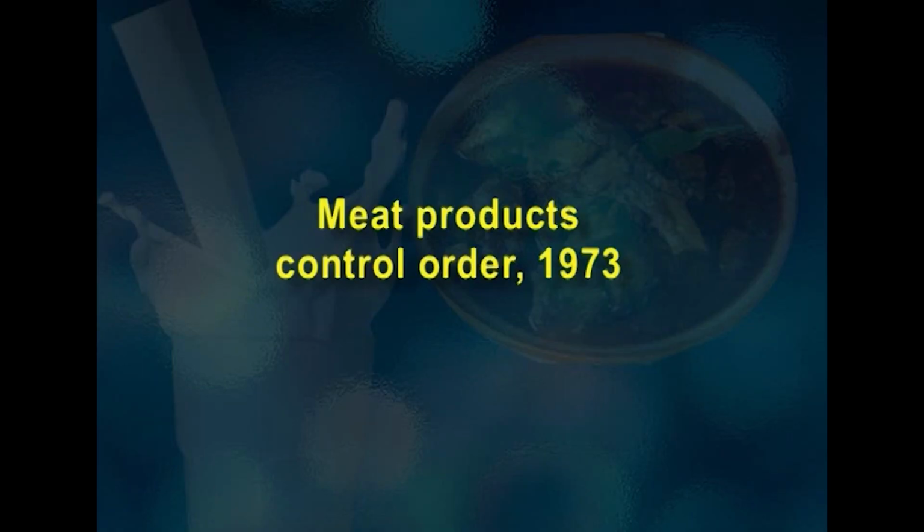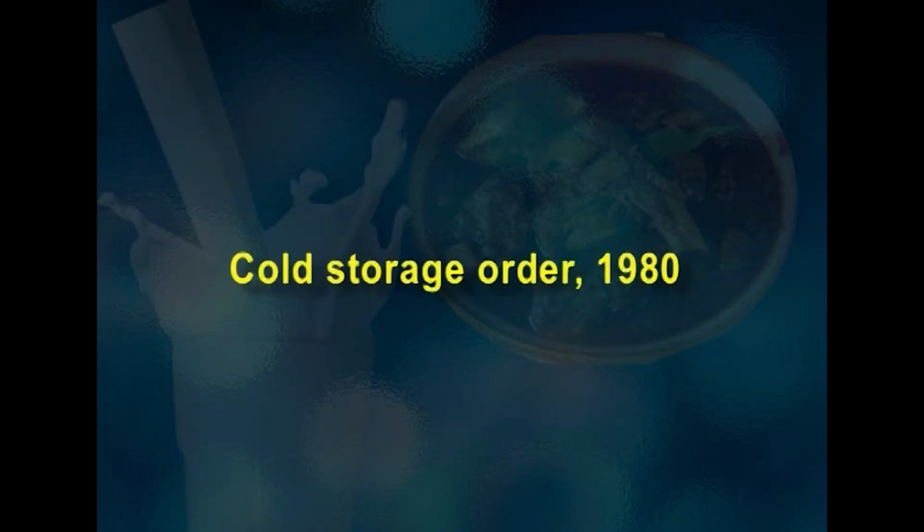The next, Meat Products Control Order. It was enforced in 1973. It ensures the quality and hygienic production of meat food products including fish products. The next one is the Cold Storage Order in the year 1980, and this ensures the hygienic and proper refrigeration conditions in a cold storage, regulating the growth of the cold storage industry and rendering technical guidance for scientific preservation of foodstuffs in cold store, and preventing exploitation of farmers by cold store owners.